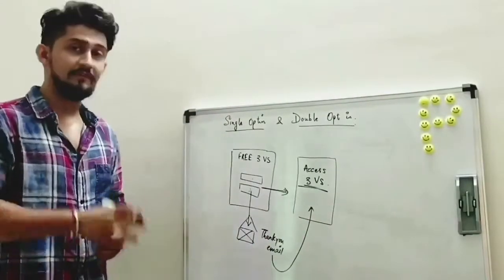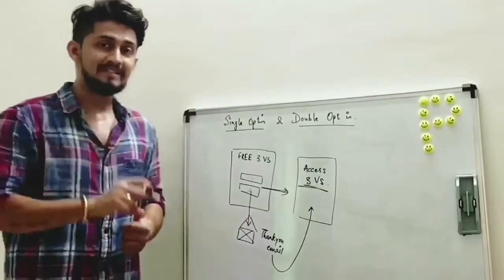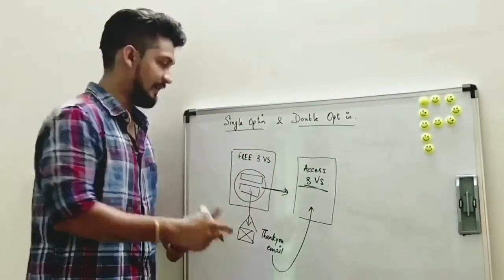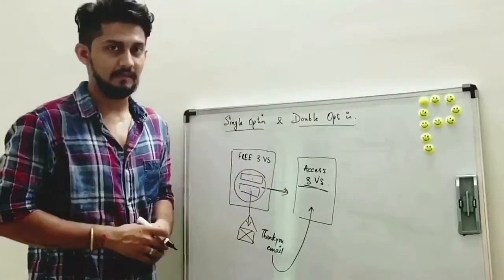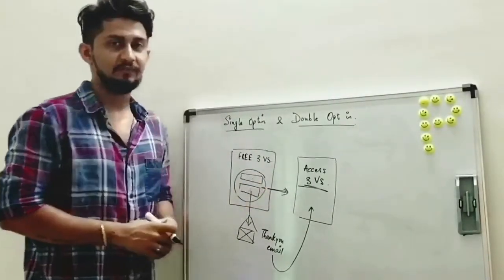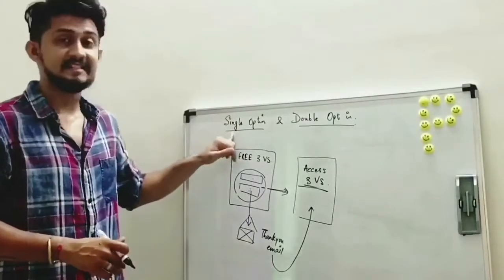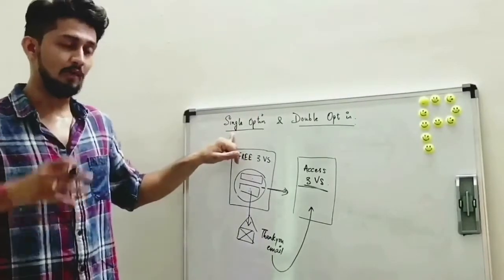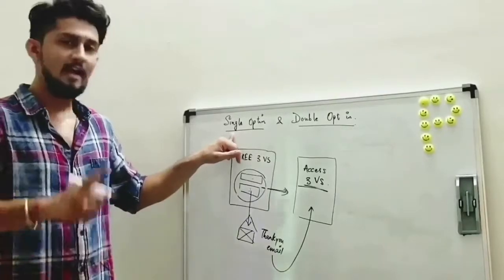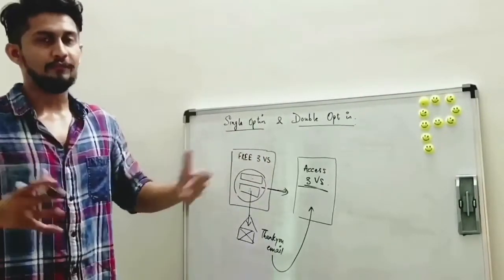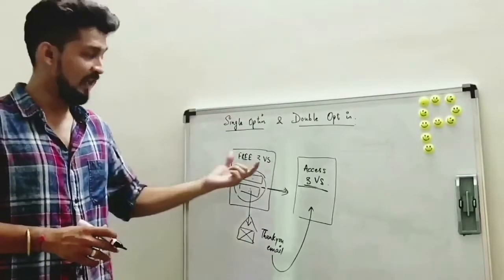So what is the activity you are doing as a visitor? You as a visitor are actually doing a single activity. That is, you are opting in for something. You are opting in for this video series which is absolutely free. So that is what single opt-in is. Visitors are doing only a single activity to opt in for the free value which is being made available.